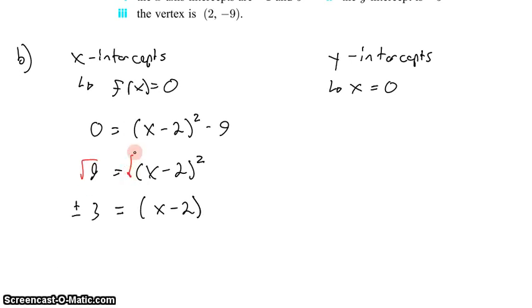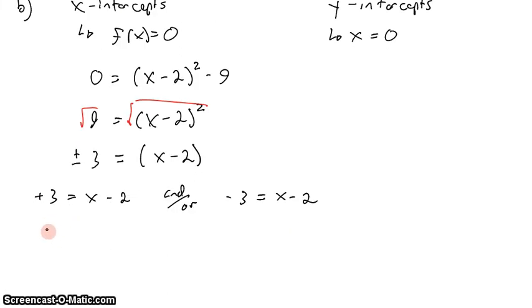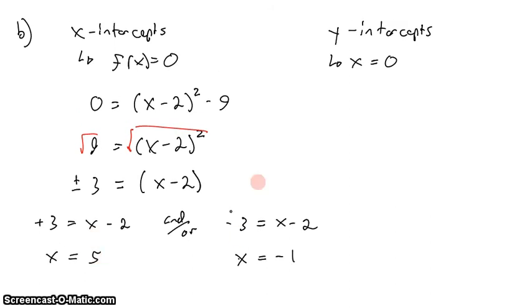Any time you take a square root, the result is plus or minus. Because it's plus or minus, that means that there might be two solutions. There might be a solution when 3 is positive, and there might be a solution when 3 is negative. I'll solve for both cases. When 3 is positive, I get x is equal to 5, and when 3 is negative, I get x is equal to negative 1. All right. Those are the x-intercepts. What about the y-intercepts? Let's solve for when x is 0.